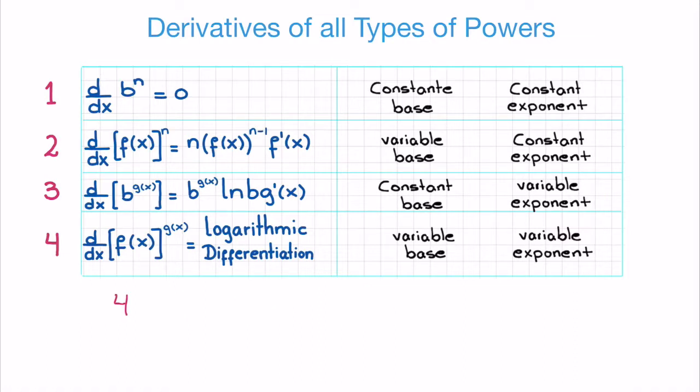The fourth type is a variable base to a variable exponent. This is a function raised to a function. The most simple one would be just the identity to the identity, or something like x squared plus 1 to the x power, or x to the square root of x. All of those are functions raised to functions, and for that we need to use logarithmic differentiation. Let's see some examples now.